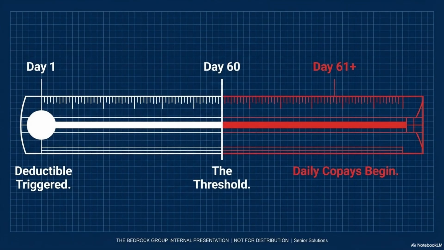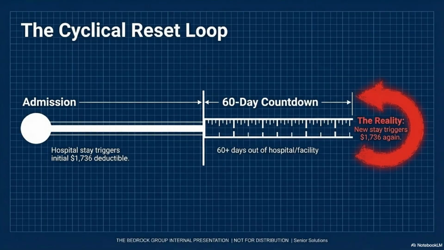Now let's look at the timeline more closely. On day 1 of a hospital stay, the deductible is triggered immediately. Your client pays that full $1,736 upfront. From day 1 through day 60, Medicare picks up the rest of the tab. But once they cross the day 60 threshold, the daily copay kicks in. From day 61 onward, your client is responsible for $434 every single day they remain in the hospital. That adds up fast. Here's where it gets even more important.